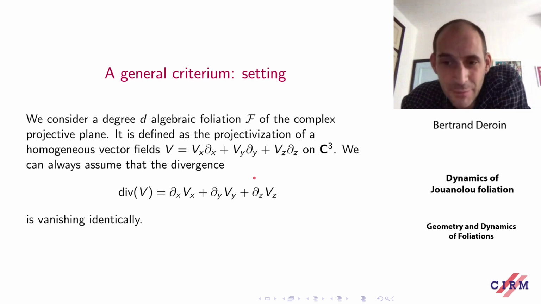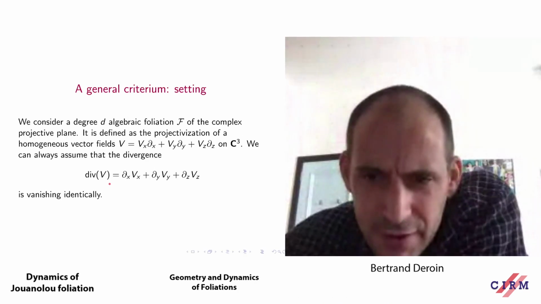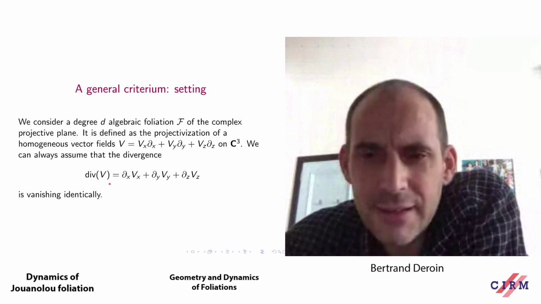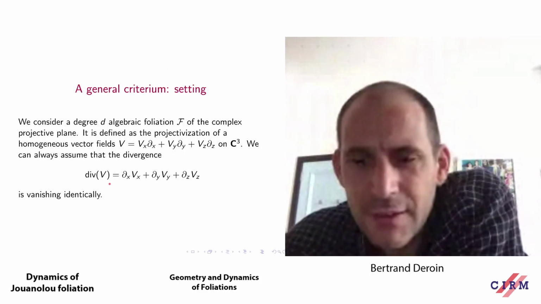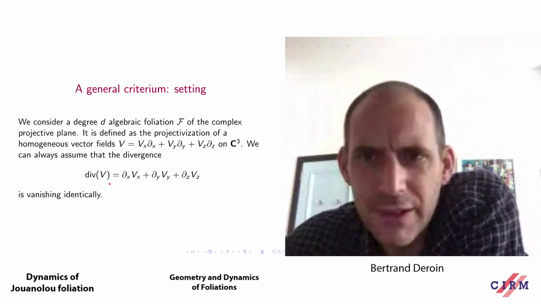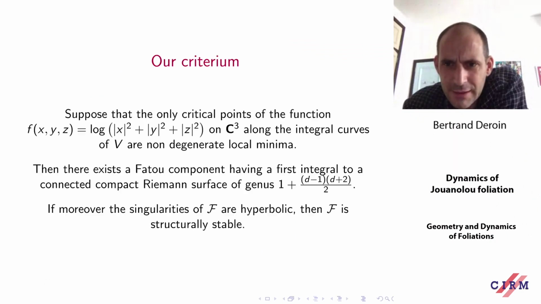This is a very elementary fact, but it's really remarkable that we can always assume that these vector fields have zero divergence. The divergence of a vector field is given by this formula. It's a holomorphic divergence. So we can always take such a vector field having this property, and if we do that, this vector field is well defined up to multiplication by a constant. So we will take that vector field associated to an algebraic foliation of the complex projective plane. And our criterion now is the following.